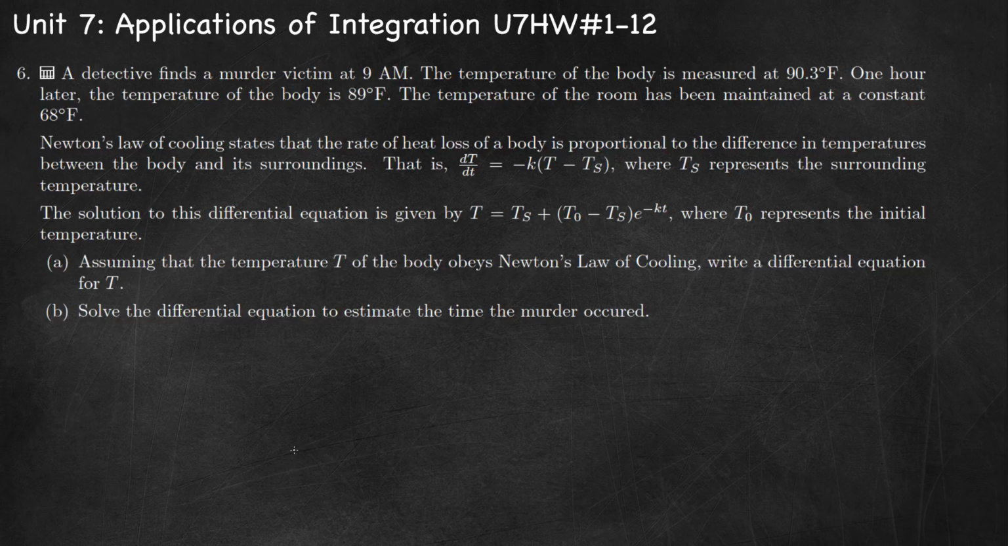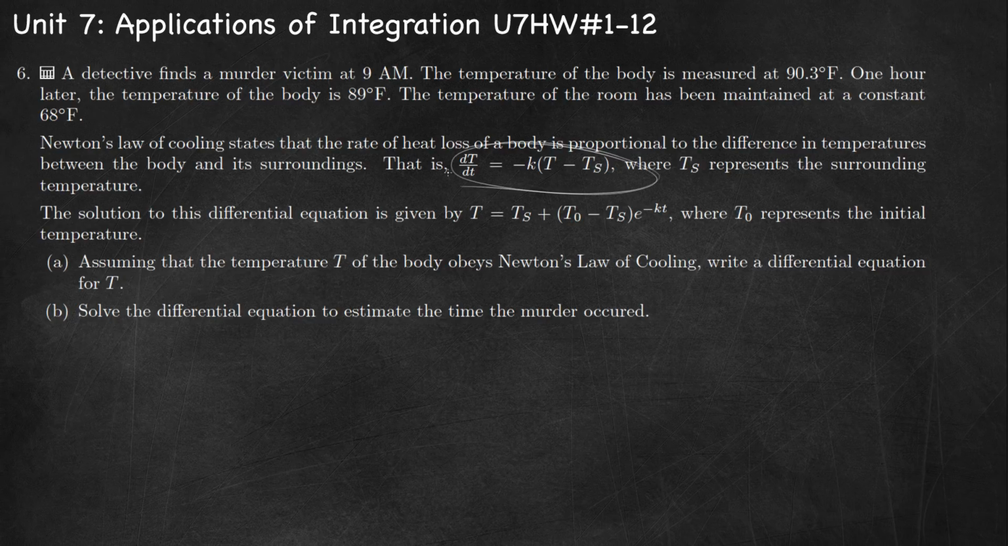Newton's law of cooling states that the rate of heat loss of a body is proportional to the difference in temperatures between the body and its surroundings. In other words, dT over dt, d temperature over d time, equals negative k times T minus Ts, the difference between the temperature and the surrounding temperature. And the solution to this differential equation is given by T, temperature, equals Ts, the surrounding temperature, plus T sub 0 minus Ts times e to the negative kt, where T sub 0 represents the initial temperature. So assuming that the temperature T of the body obeys Newton's law of cooling, write a differential equation for T.